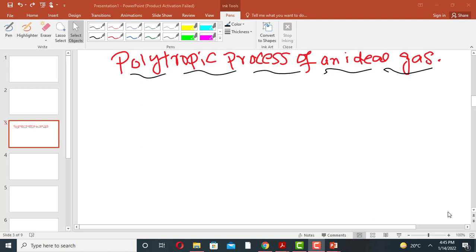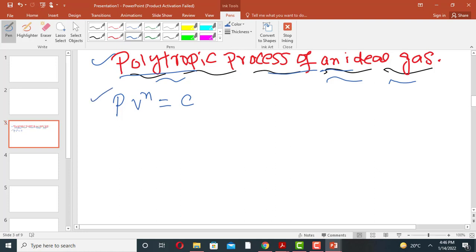So, in this lecture we will discuss the thermodynamic polytropic process. Polytropic process of ideal gases. The general relation for a polytropic process is PV to the power n is equal to constant. This is the polytropic relation.